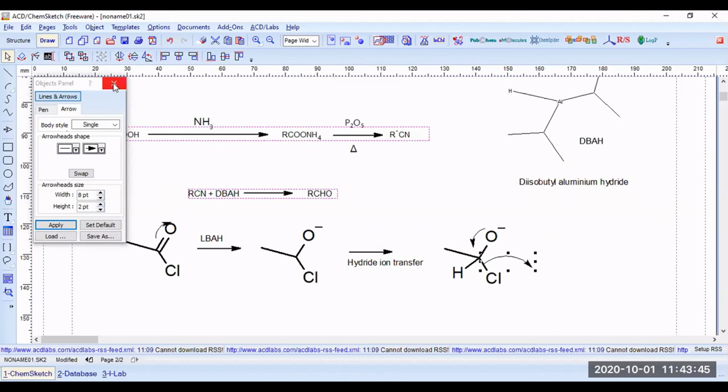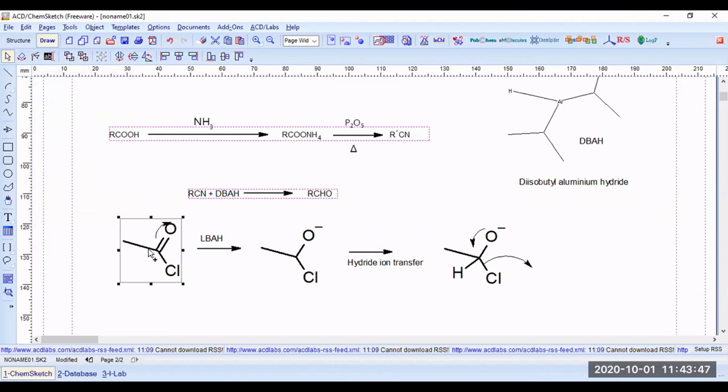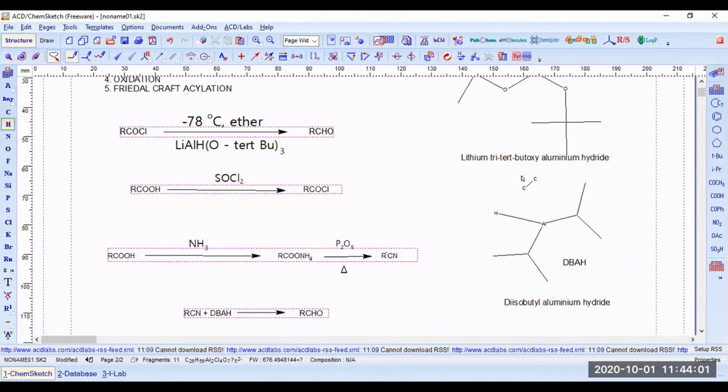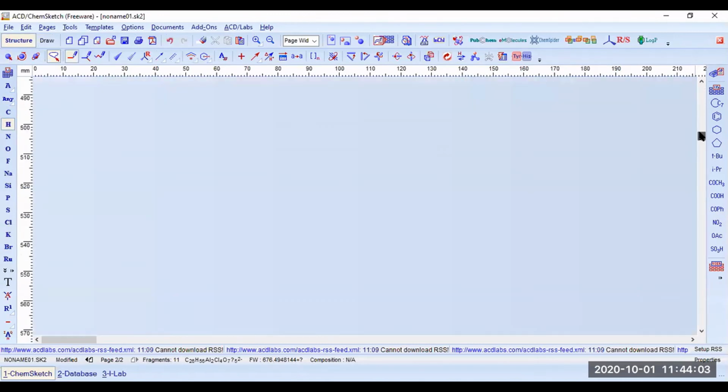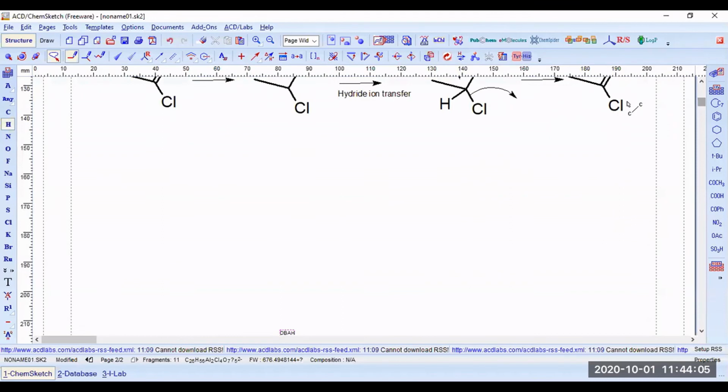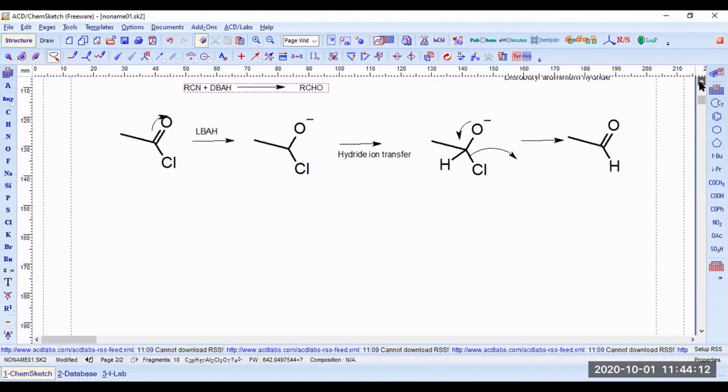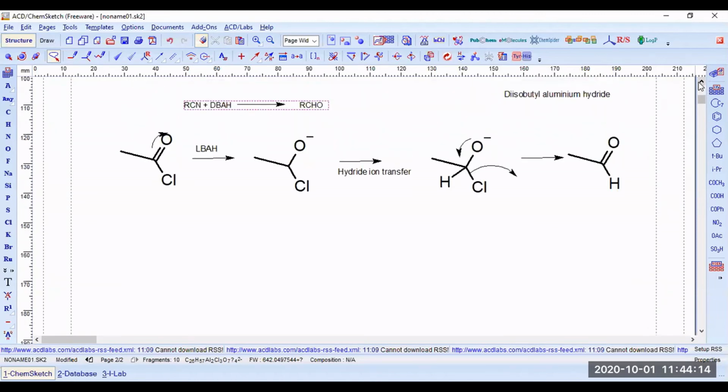So now finally what will happen? It will form aldehyde. This is the mechanism for acid halides to aldehydes. This is the mechanism of DBAH, how it is working in 3 steps.